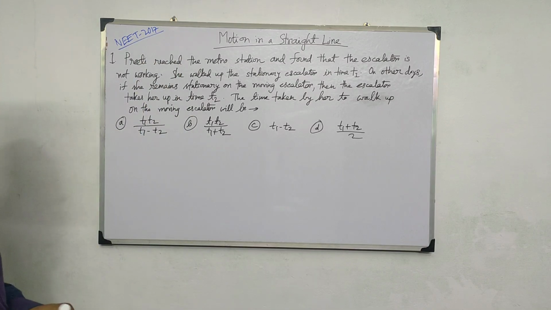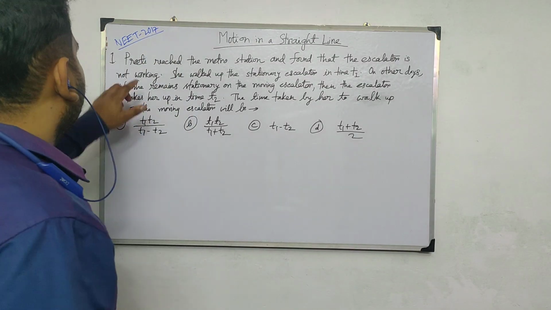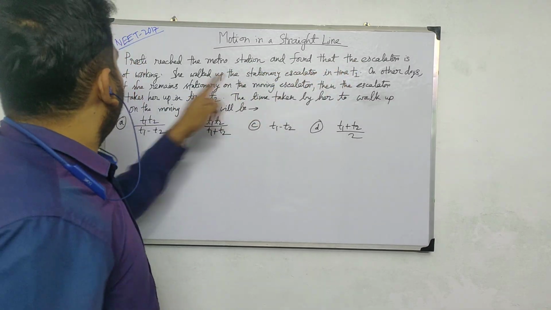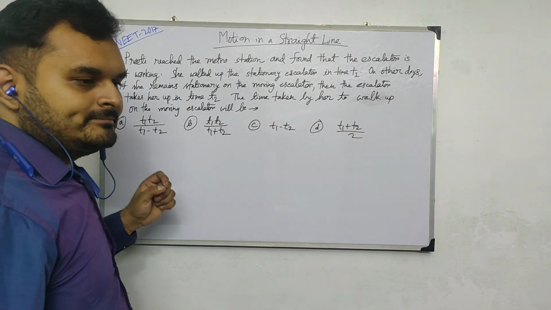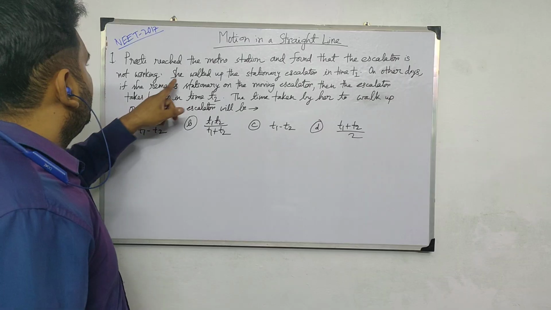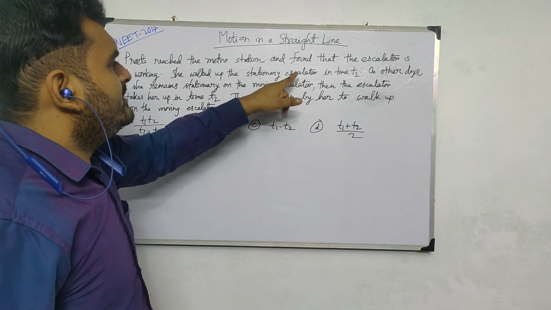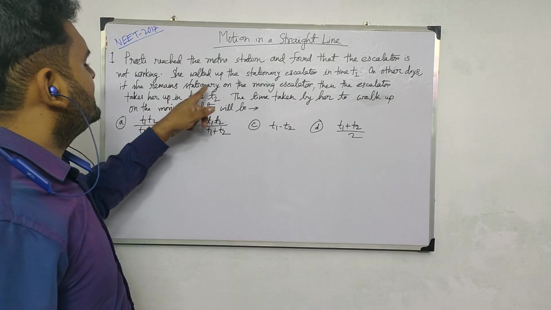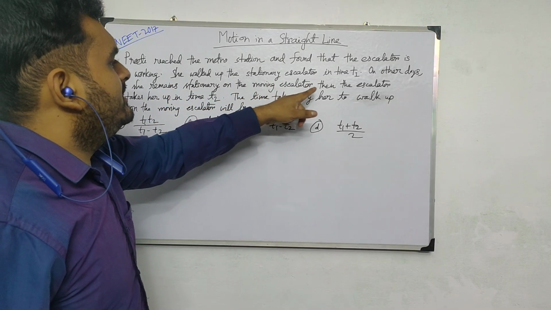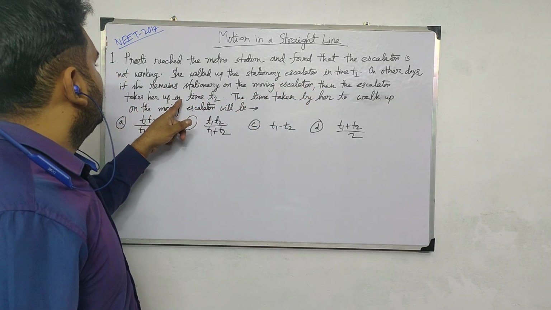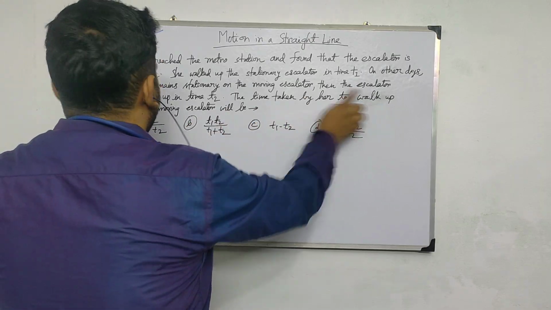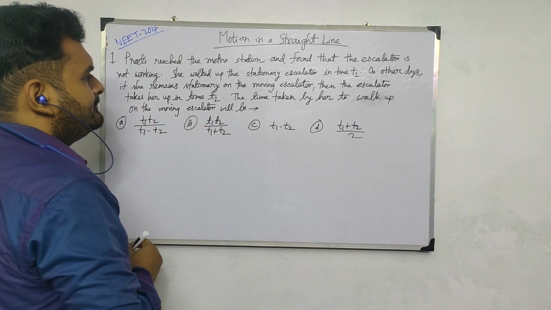So what is the question? Let's find out. Preeti reached the metro station and found that the escalator is not working. She walked up the stationary escalator in time t1. On other days, if she remains stationary on the moving escalator, then the escalator takes time t2. So the time taken by her to walk up on the moving escalator will be.